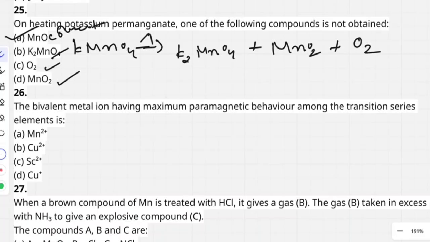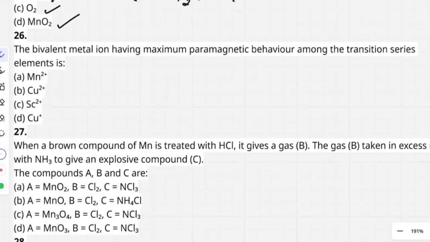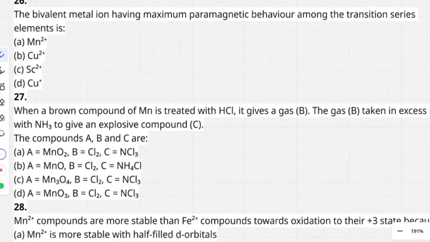Then I move to question number 26. The bivalent metal ion having maximum paramagnetic behavior among the transition series. Maximum paramagnetic behavior means you have to calculate the maximum number of unpaired electrons, n. You have to calculate n here.